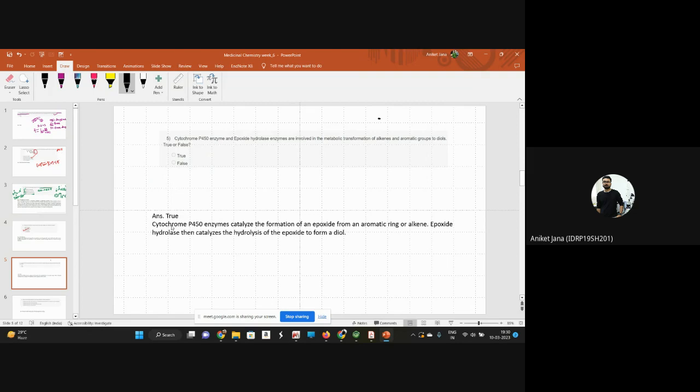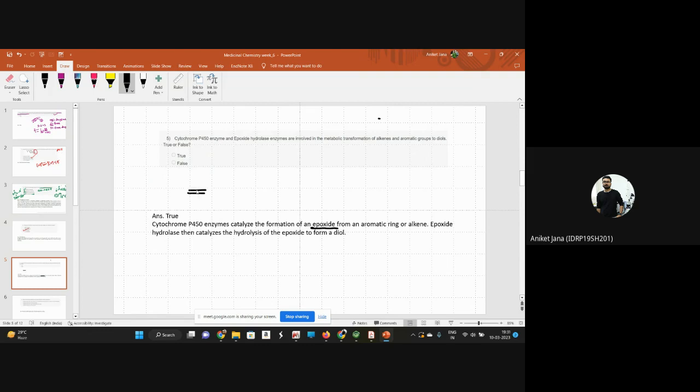So here cytochrome P450 enzymes catalyze the formation of an epoxide. You know the structure of epoxide? Anybody? Three-membered ring containing oxygen atom. Yes. So from the question we are getting that alkene is there.